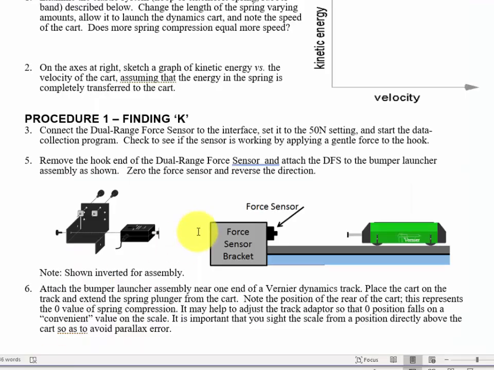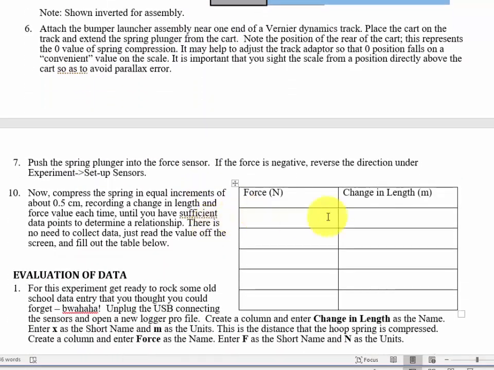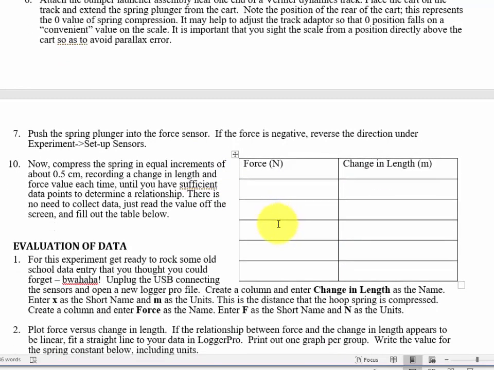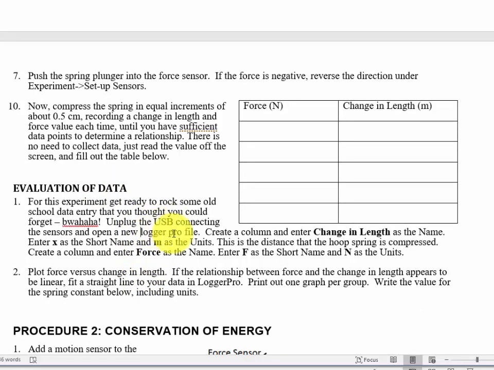So what you're going to do is just record the force and change in length for several different compressions in this table right here. What you are going to do next is go ahead and plot the force against the change in length. To do this, you're going to have to do some manual data entry into Logger Pro. The easiest way to do that is just to unplug the USB, and Logger Pro will do exactly what you want it to do.